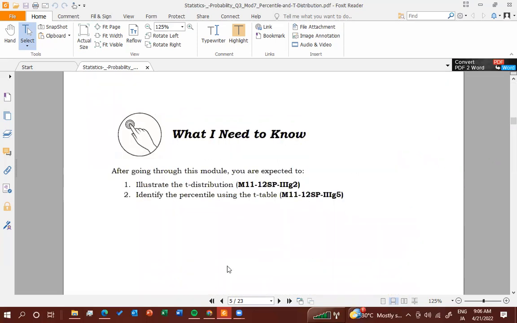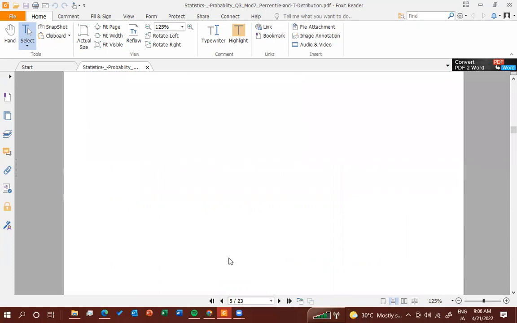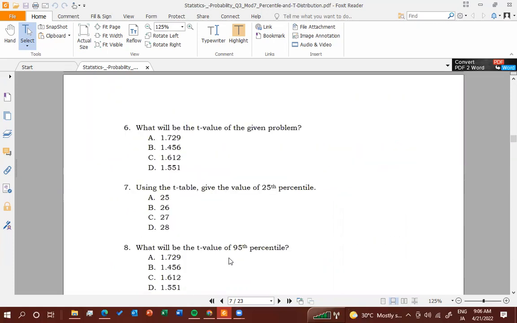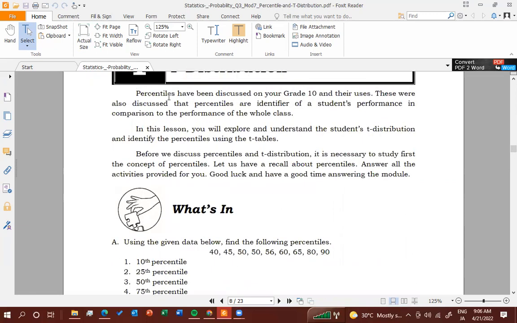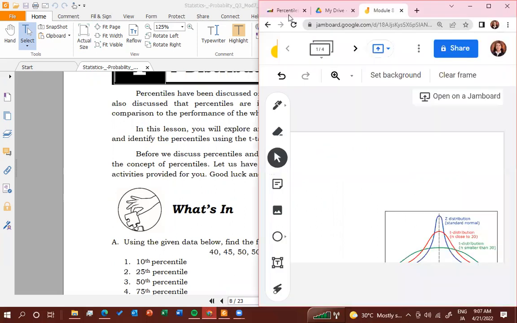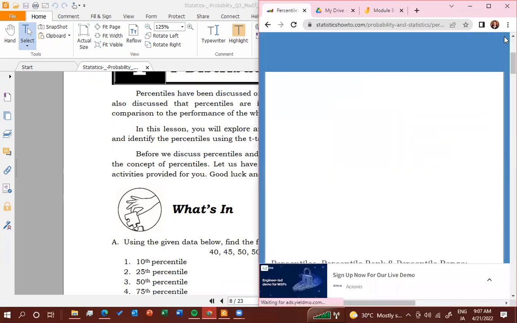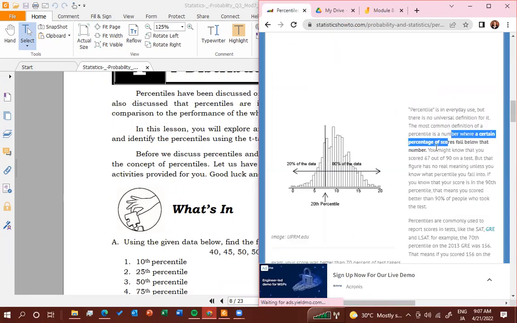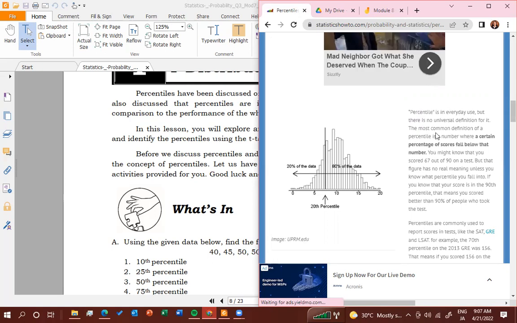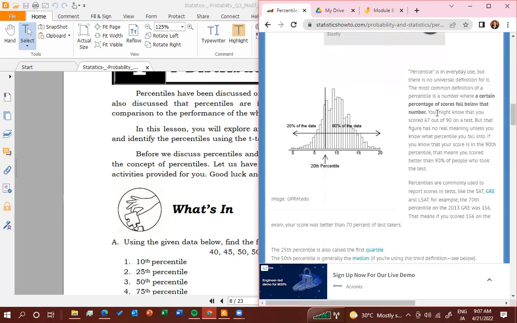First, we are going to look at what's in. So percentiles, as I've said before, were discussed in your grade 10 along with their uses. A percentile is a way where a certain percentage of scores fall below that number. It's a way of trying to know the distribution of your data.